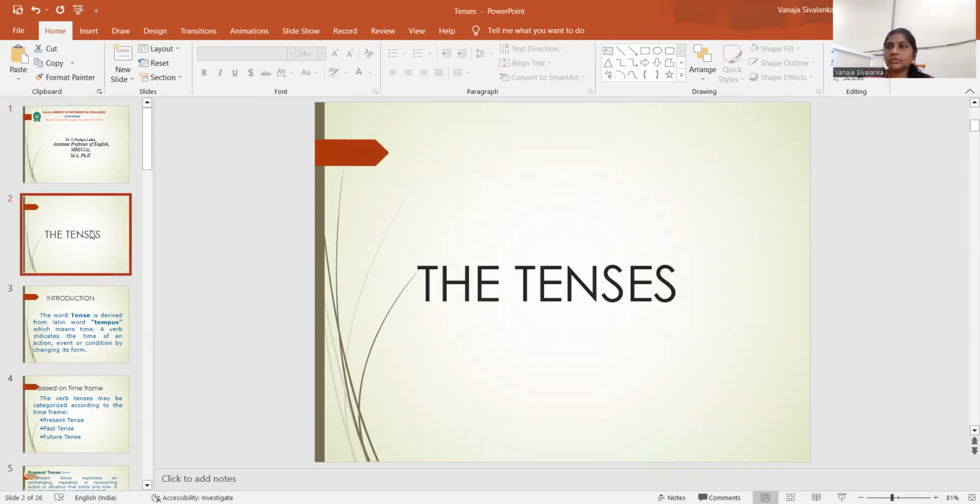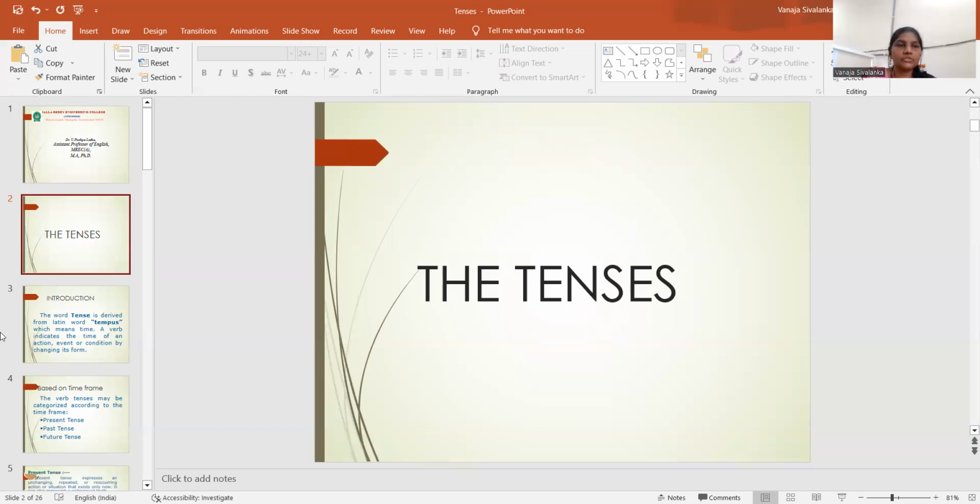Why do we need to learn tenses in the English language? Tenses help us to construct grammatically correct sentences. In day-to-day life, we observe people using inappropriate word forms. So if you want to master the English language, it is very vital to learn functional English.